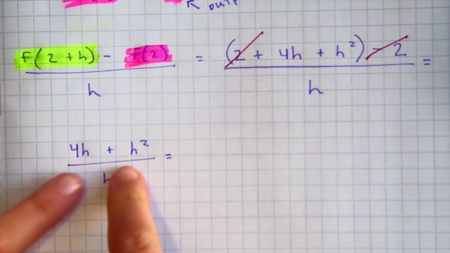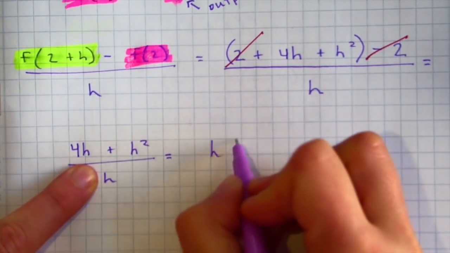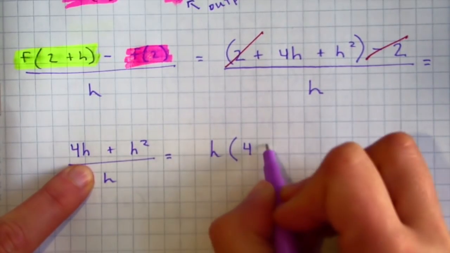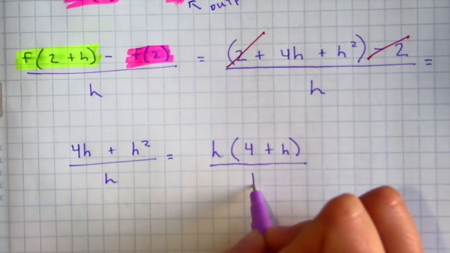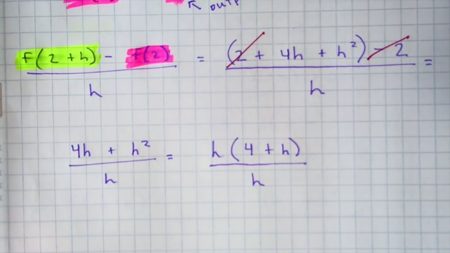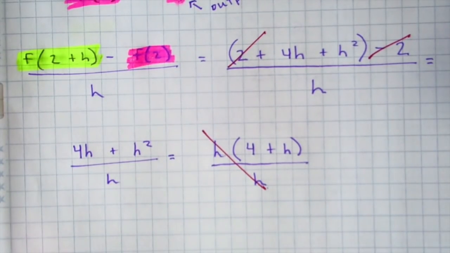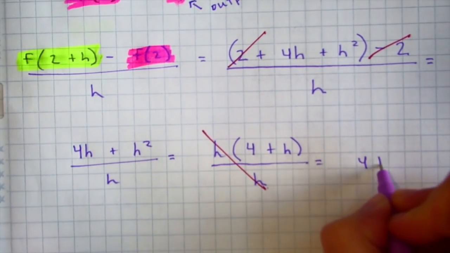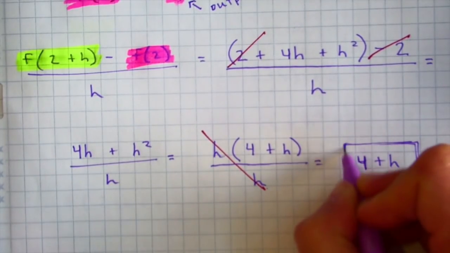I have a common factor in the numerator. I have 2 h's here. I'm going to take out that common factor of h. I'll be left with 4 plus h in the parentheses over h. And then I have another nice thing about math, which is when you have something in the top and the bottom and it's being multiplied, you can cancel out. So these h's cancel out, and I'm left with my final answer of 4 plus h, which is a very nice and neat final answer.